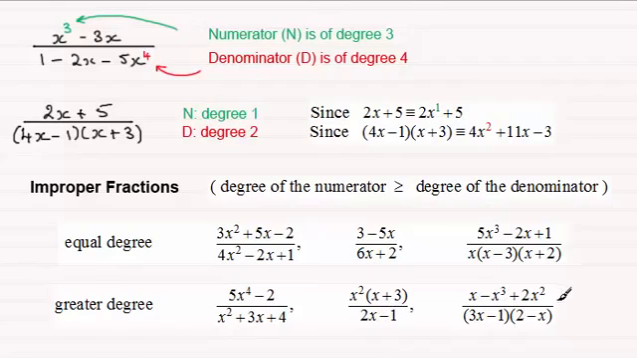And with this example, I've purposely put the x cubed term in the middle. So you can see the highest power is 3. So we've got degree 3 on the top. And then for this denominator, if you expand it out, you're going to have 3x times minus x, which is going to be minus 3x squared. So the degree of the denominator is 2.